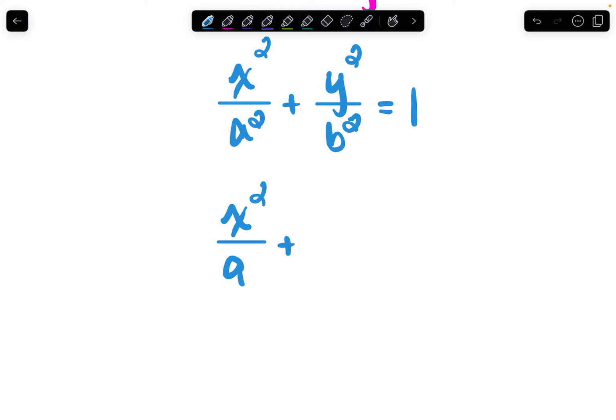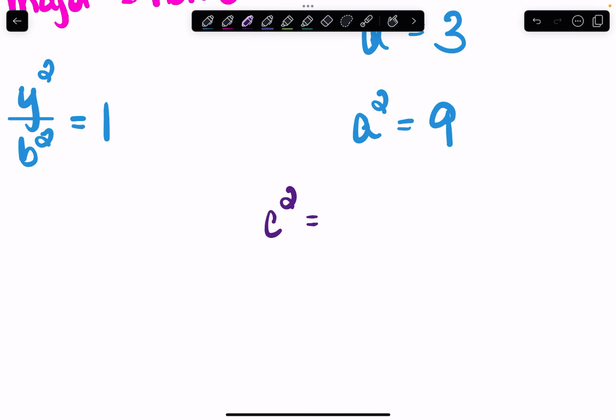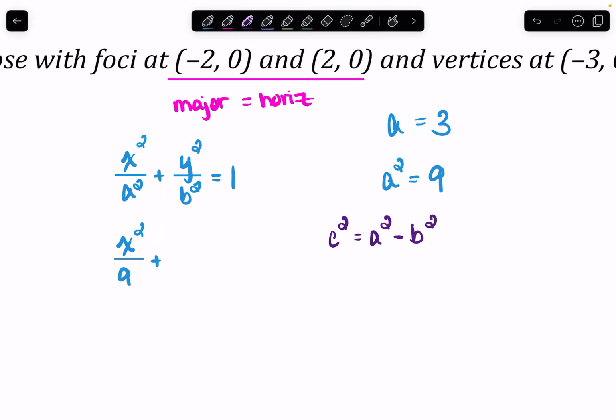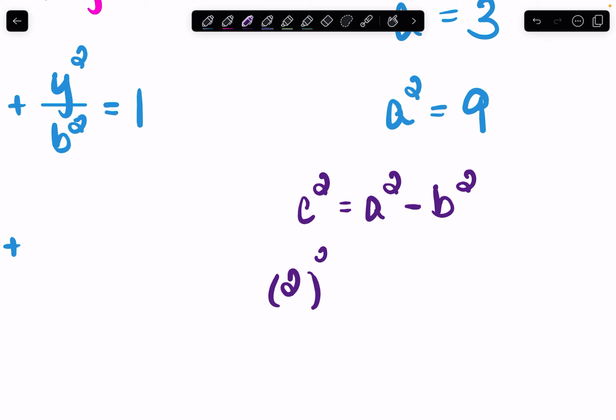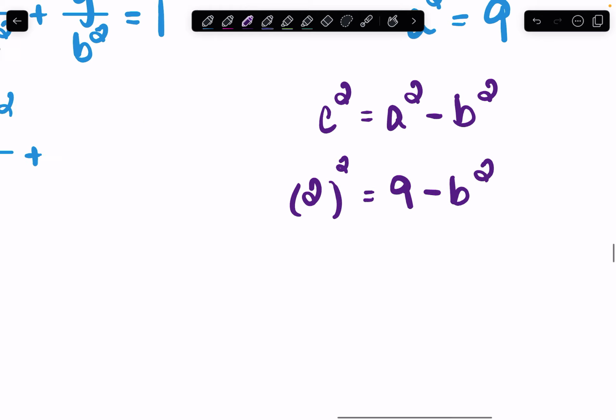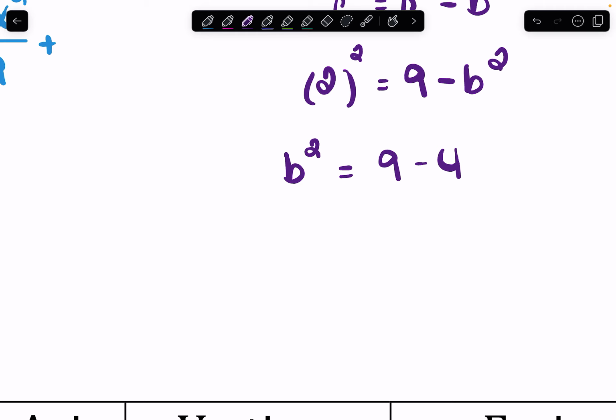but I do have my foci and I do have a. That's enough. If you have any 2 of the 3, we can solve for it. So if we just look at the standard form for that equation, c squared equals a squared minus b squared. So if we set this up, our foci were 2 units left and right, so that tells us that c is 2. We already said a squared was 9. So we just do a little algebra manipulation and we're going to get b squared equals 9 minus 4. So b squared is 5.